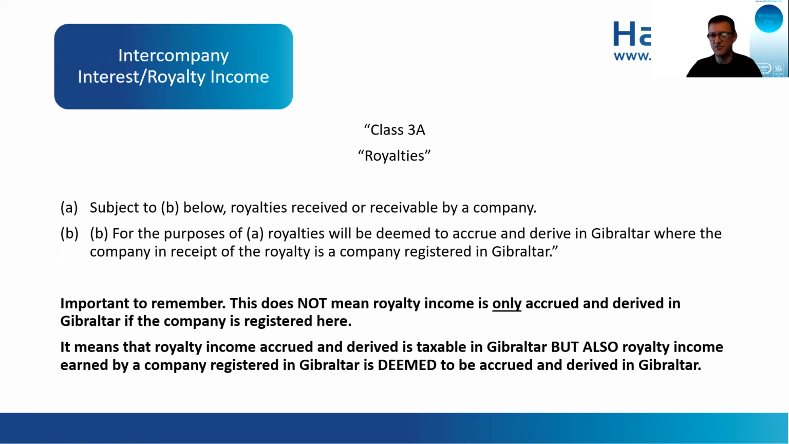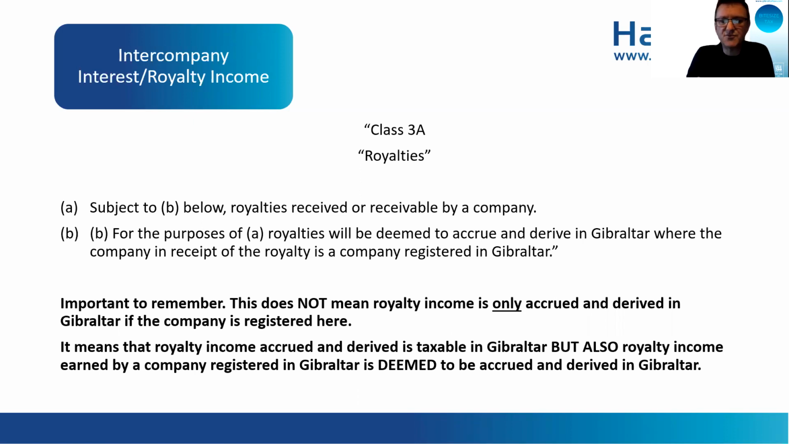This is the taxation of royalties provision in the Income Tax Act, and it says, subject to B below, royalties received or receivable by a company will be taxed. And B says, for the purposes of A, royalties will be deemed to accrue and derive in Gibraltar where the company in receipt of the royalty is a company registered in Gibraltar. That's important. What's important to remember is that this makes companies registered in Gibraltar subject to tax under class 3A.